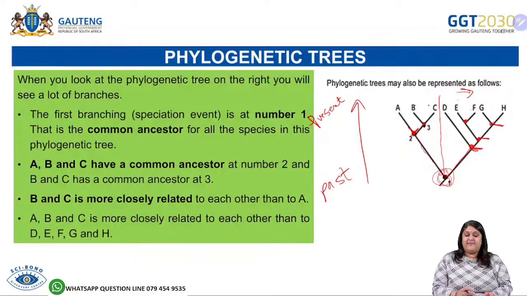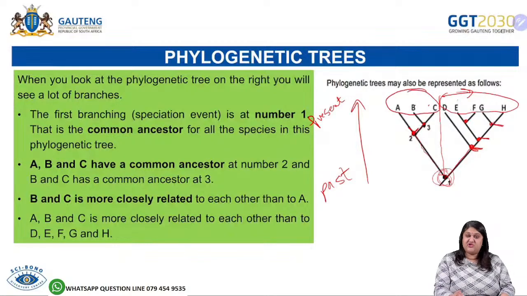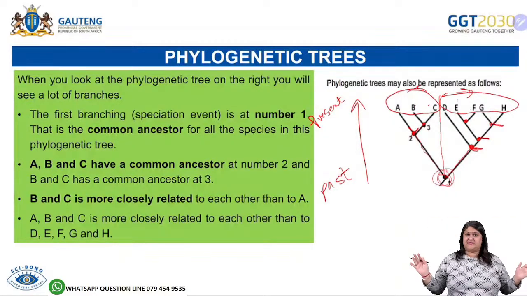Okay, but what I want you to look at over here is that because of this branching, what we can understand is that these organisms are similar and these organisms are similar to each other. But they are not as similar. This group is not as similar as this group because we had a branching and there were more branchings occurring.